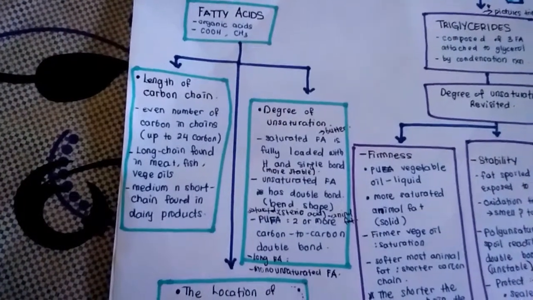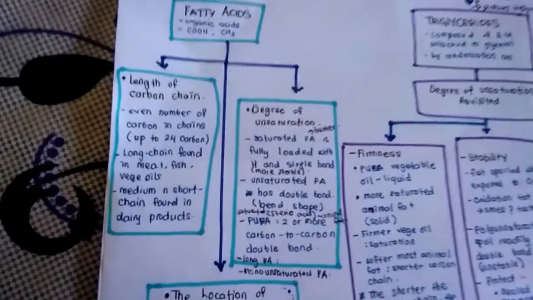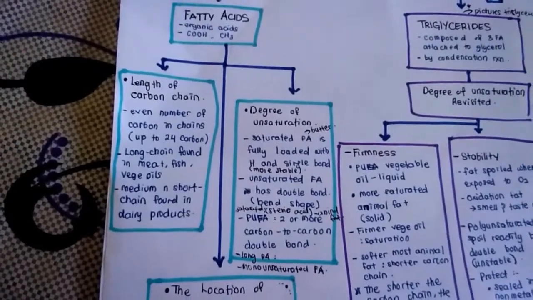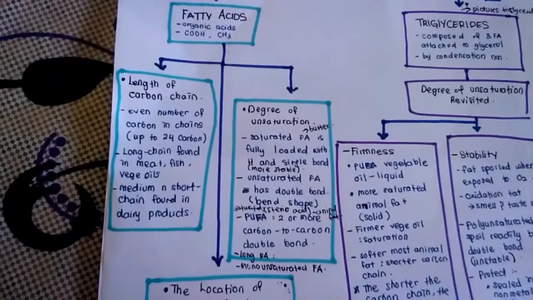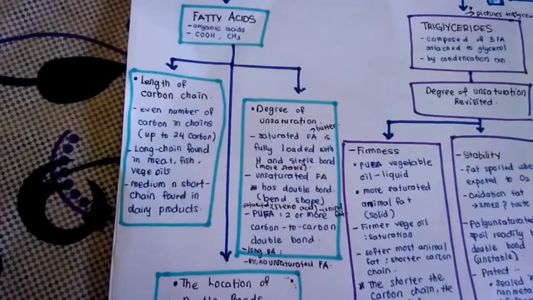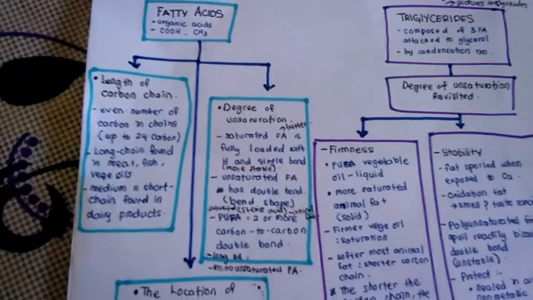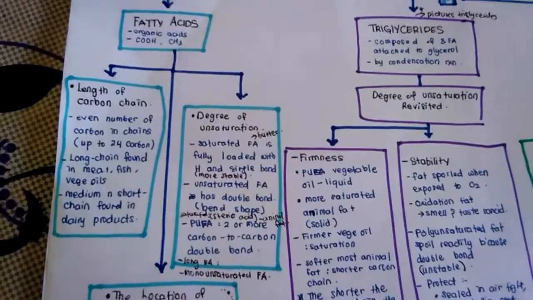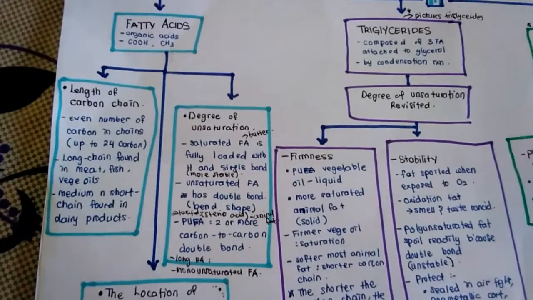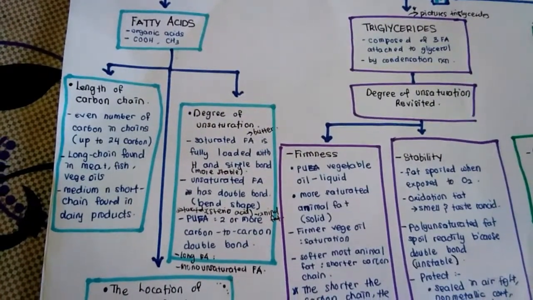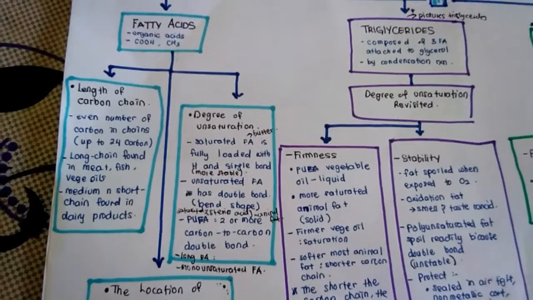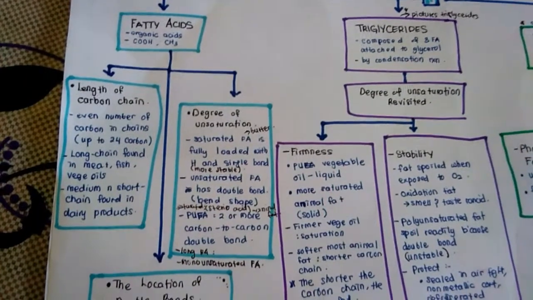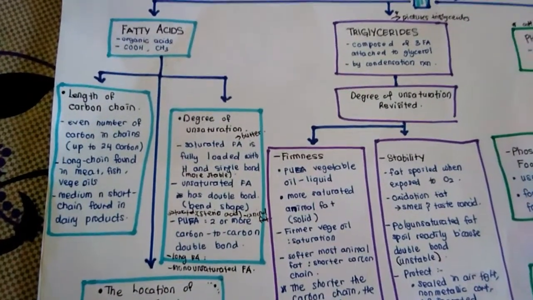There are up to 24 carbons. The long chains we can find in meat, fish and vegetable oil, and the medium and short chains we can find in dairy products. And for the degree of unsaturation, a saturated fatty acid is fully loaded with hydrogen and single bonds. That means it doesn't have a double bond, and saturated fatty acid is more stable.